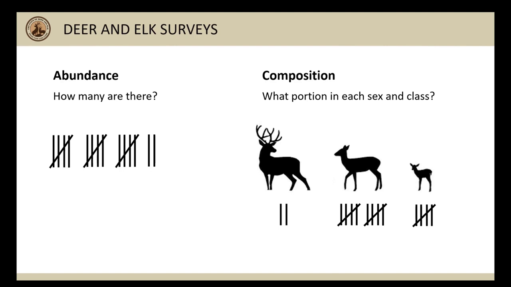Buck-doe-fawn and bull-cow-calf ratio estimates come from composition surveys. These ratios are usually presented as the number of bucks or bulls and fawns or calves per 100 does or cows. In this example, the ratio would be 20 bucks and 50 fawns per 100 does.